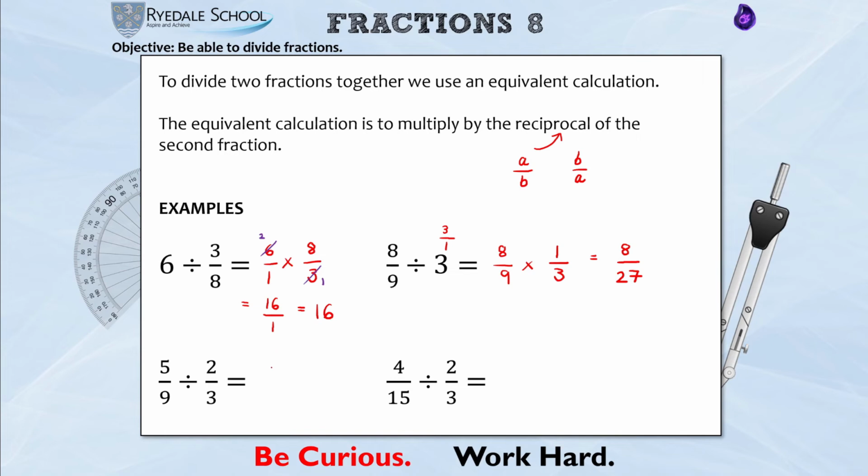5/9 divided by 2/3. So leave the 5/9 alone. And we are going to be timesing by the reciprocal of 2/3, which is 3 over 2. Now this one, I can see some simplifying. 3 and 9, numerator and denominator, both in the 3 times table. So those can be divided by 3 before I multiply. 5 times 1 is 5, and 3 times 2 is 6. So the answer to that one is 5/6.